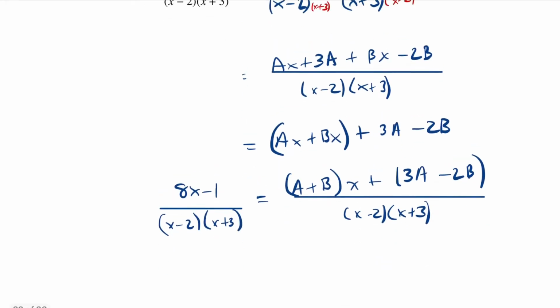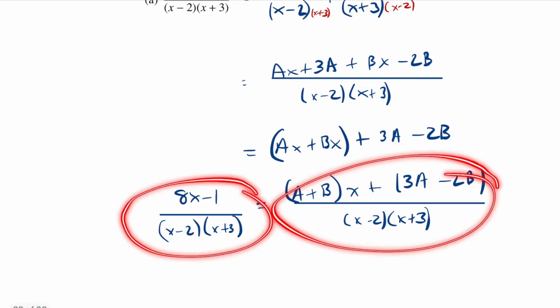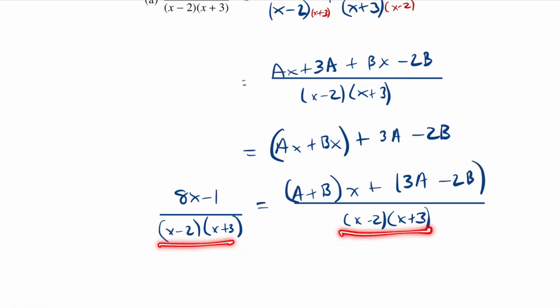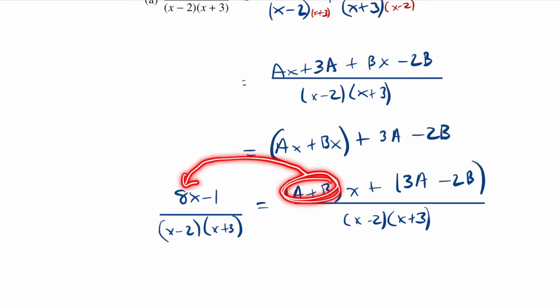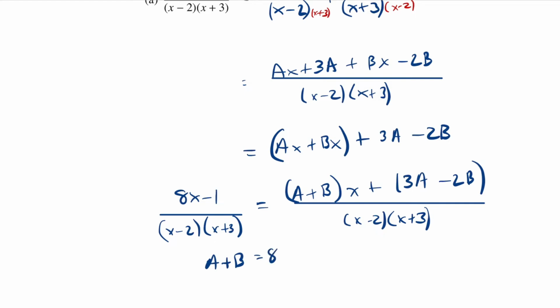All right, so now we have this equal to this. Notice the denominators are the same, and notice that you have an x. So this represents a coefficient for the x term, and this represents the constant term. So we can write two equations, a system of equations. a plus b must equal 8. That's our first equation. And our second equation represents a constant, which is equal to -1. So 3a minus 2b must equal -1.